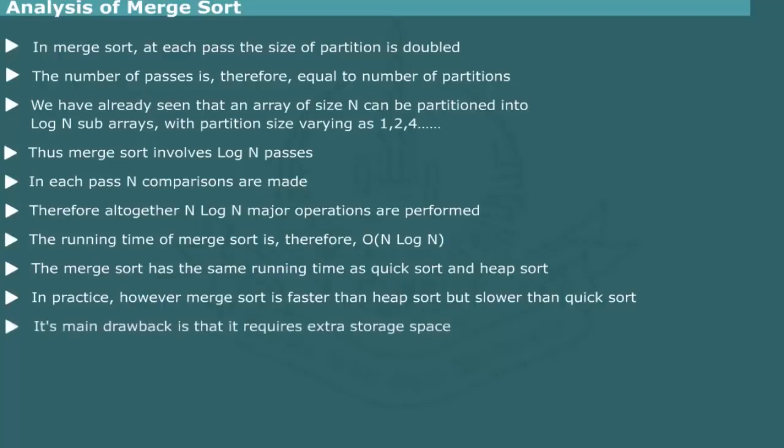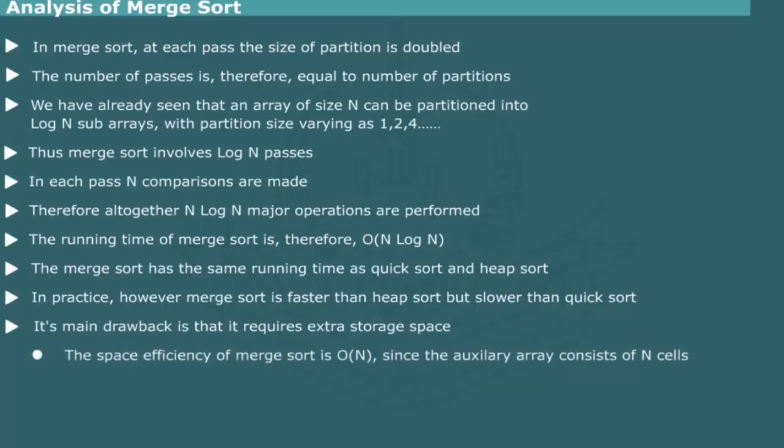A major drawback of merge sort is that it requires extra storage space to hold the auxiliary array. Thus, space efficiency of merge sort is O(n). For very large data sets, the requisite space may not be available on a particular computer. Further, the process of data movement between the main and auxiliary array considerably slows down the sorting.